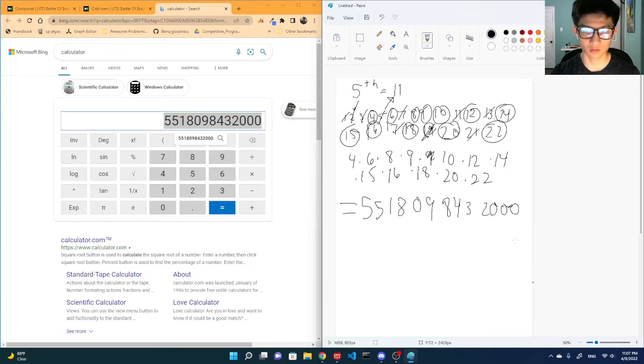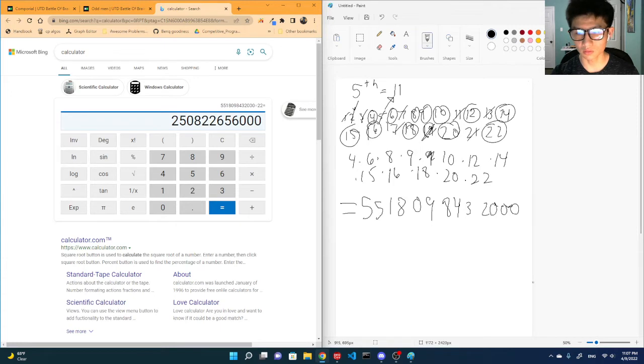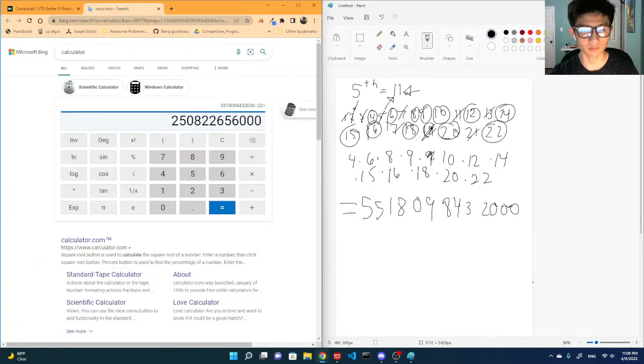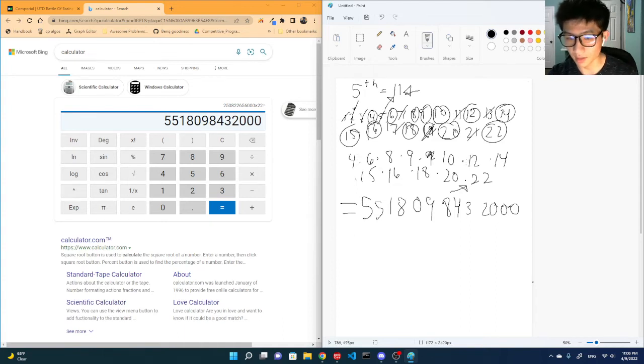Okay. Here's the deal. I'm going to divide by 22 real quick. We're looking for a composite-orial that is divisible by 11. In this example, the fifth prime is 11, and we need to find a composite-orial that is divisible by 11. That is the problem. We know this number, multiplied by all these, is divisible by 11 because 22 is divisible by 11. If one of its factors is divisible by 11, the whole product is divisible by 11. That's a pretty key math thing.